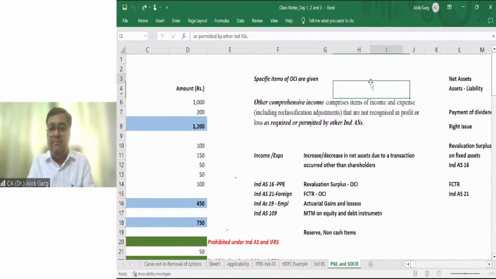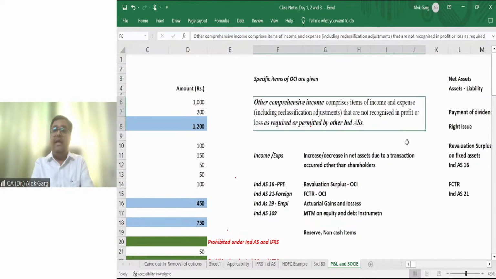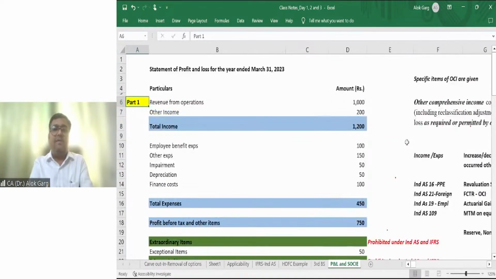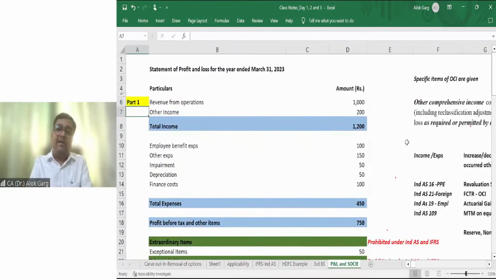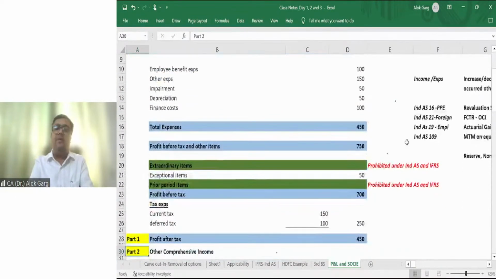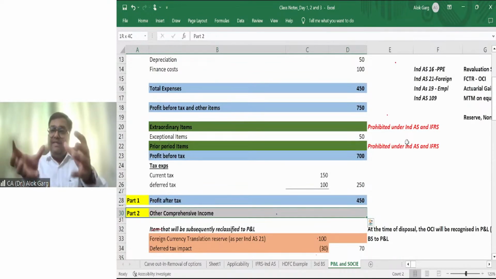Other comprehensive income comprises income and expenses that are not recognized in profit or loss as required or permitted by other Ind AS. Friends, what is other comprehensive income? These are those items which are required to be recognized in the statement of profit and loss, but not in part 1. They are required to be recognized in the other comprehensive section as per a few Ind AS. So friends, as I told you, of the 9 items, there are a few Ind AS which say that this item has to go to OCI. I'll discuss them one by one.